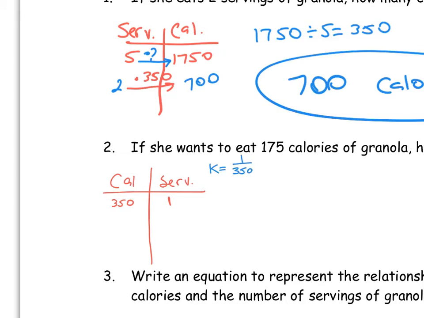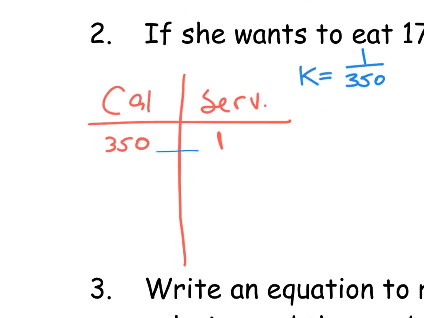We learned that in a previous lesson. When you switch the columns in the tables, you can then take the reciprocal of the constant of proportionality to find the new constant of proportionality. So I know that 350 times 1 over 350 equals 1. I also know that because when you multiply reciprocals, it always is equal to 1. Now, if I wanted to calculate 175 for 175 calories, I can still multiply by 1 over 350.